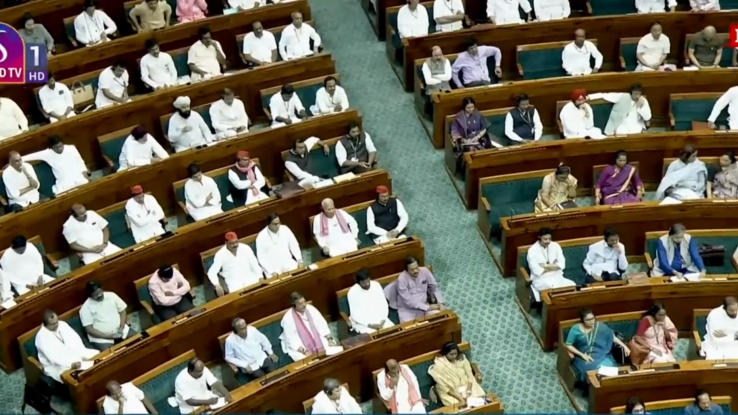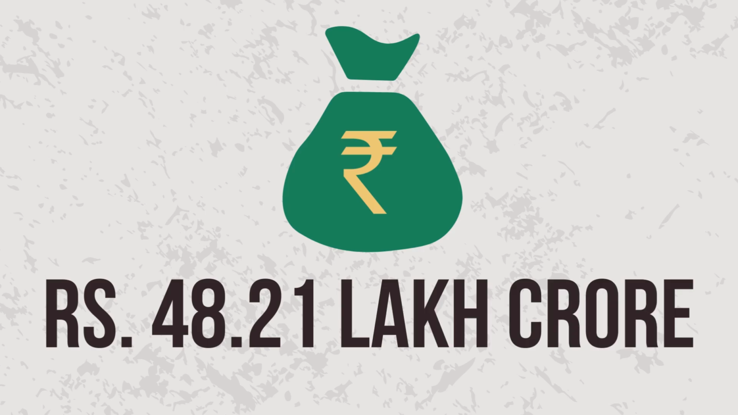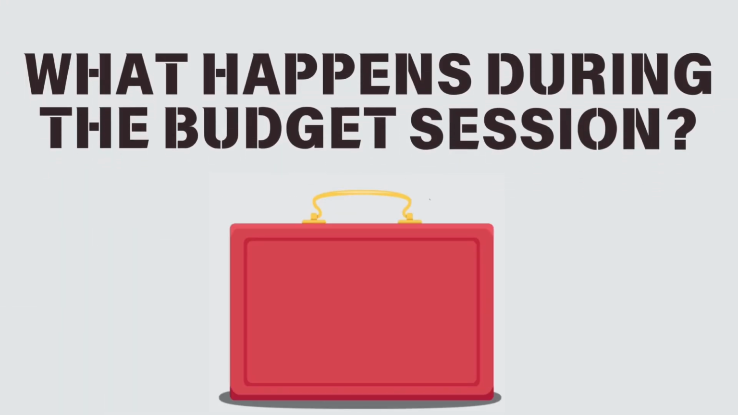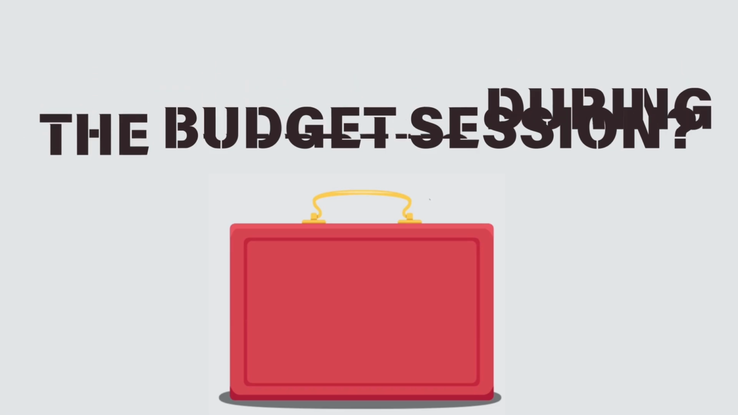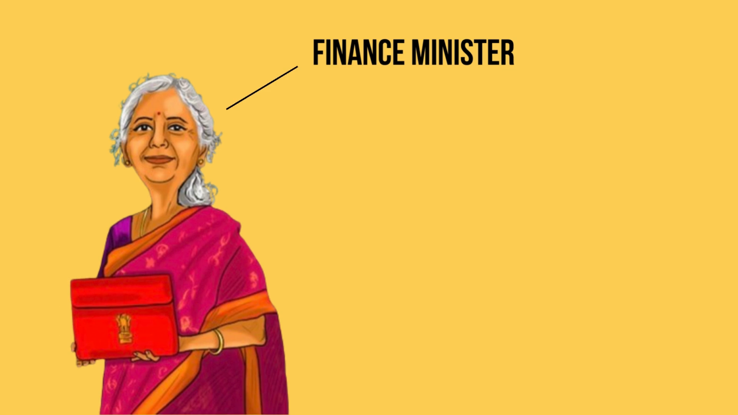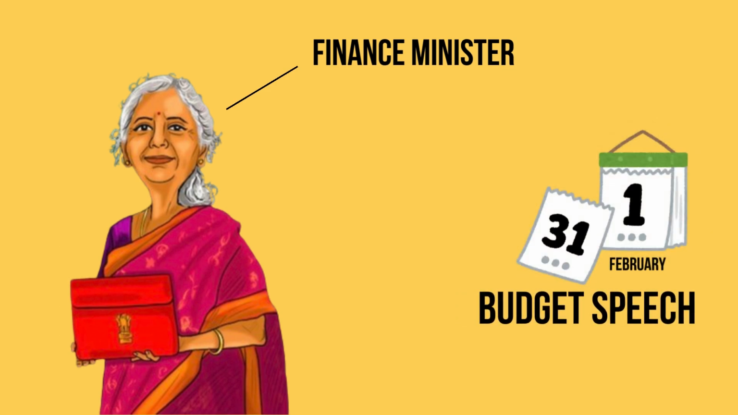Government of India is seeking Parliament's approval to spend 48.21 lakh crore in the recently announced budget. Let's understand how Parliament gives its approval. Step 1. Finance Minister makes the budget speech, laying down government's plan to spend money on various schemes.